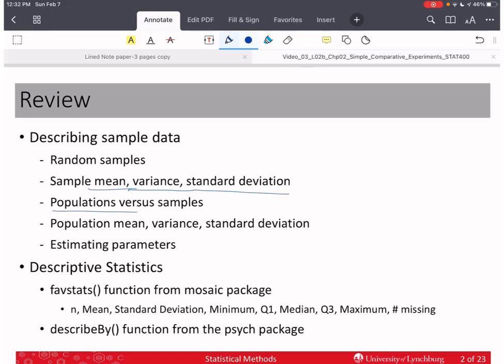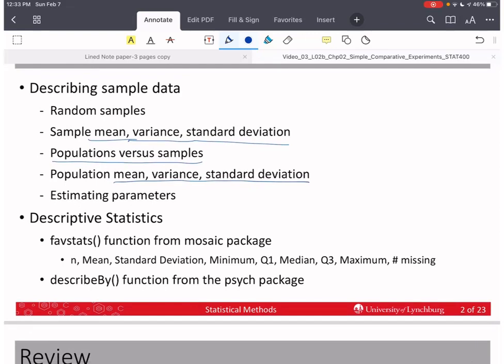We talked about the fact that sample values are statistics that are used to estimate population parameters, which we don't know. So population parameters would be the population mean, population variance, and population standard deviation. And then we talked about how we estimate parameters.